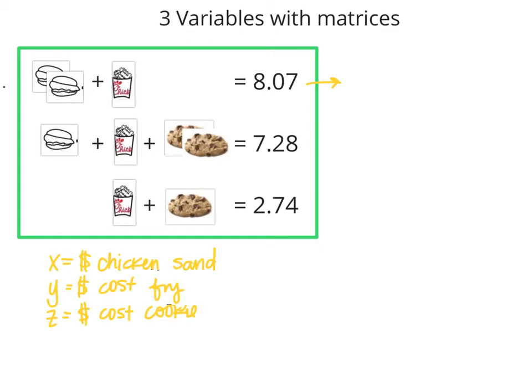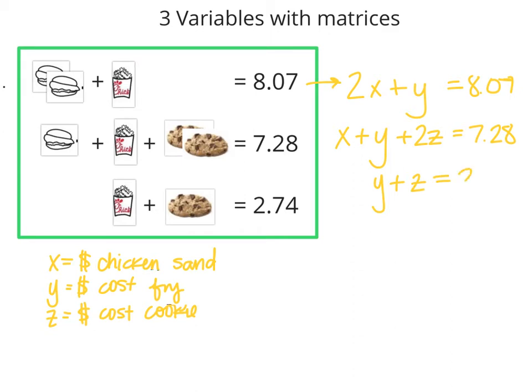All right, so I've defined my variables, x, y, and z, and now I want to go ahead and write my equations. So I've got 2 chicken sandwiches, so that's 2x plus y equals 8.07. And then on the next one, I've got 1 chicken sandwich, that's x, plus 1 fry, y, plus 2 cookies, 2z equals 7.28. And then the last one would be y plus z equals 2.74.